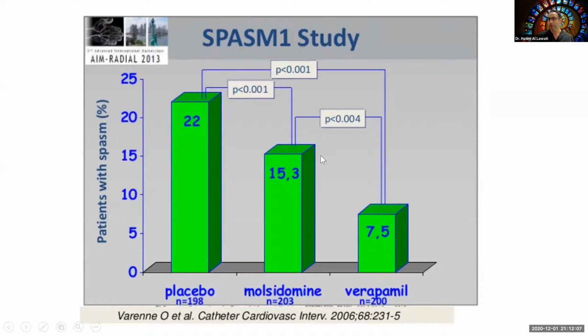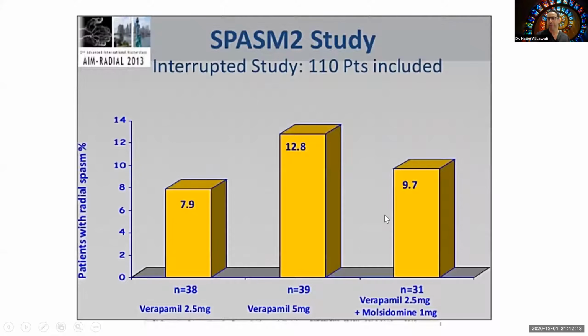So it was clear from earlier studies that using vasodilators significantly reduced the risk of radial artery spasm. The SPASM 2 study was more of a dose finding study or a combination finding study, where operators tried to find the best dose of verapamil and the best combination to further minimize the risk of radial artery spasm. It was a smaller study which was interrupted because the outcomes were not what the investigators expected.